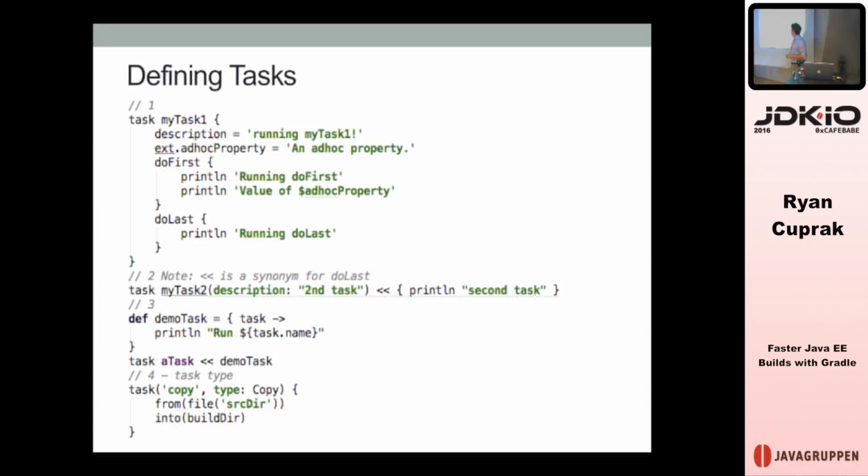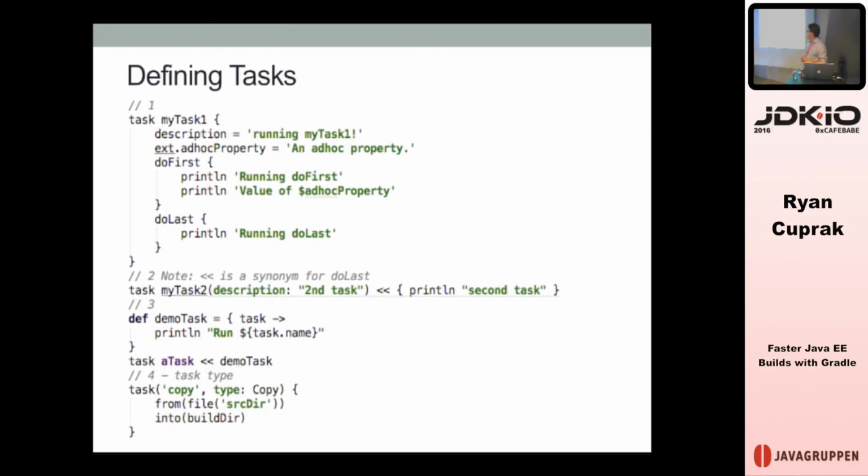As you can see right here, the first one, I set the description. I add an ad hoc property, which I can then do the string interpolation with, which should have had double quotes around it. So the first one is just demonstrating adding a description, adding an ad hoc property on the file, and then you have the do first and do last for doing that.